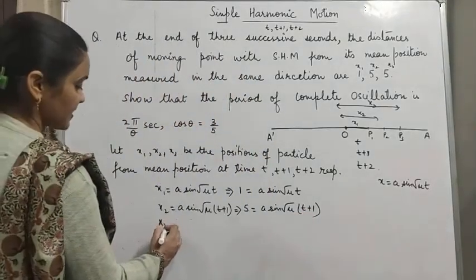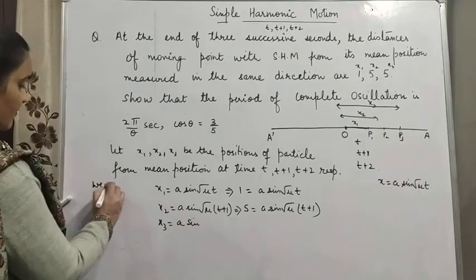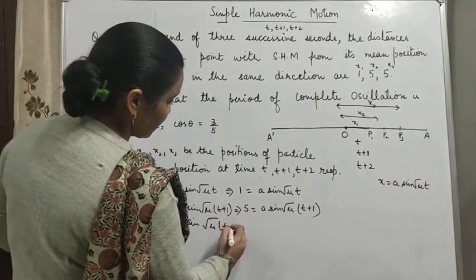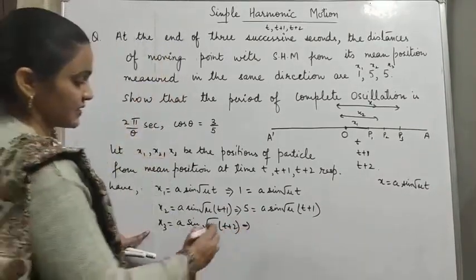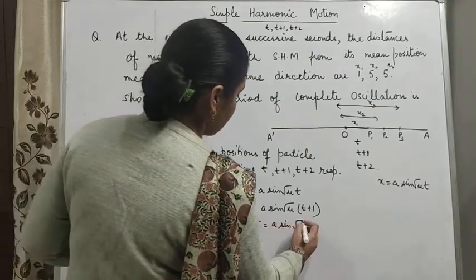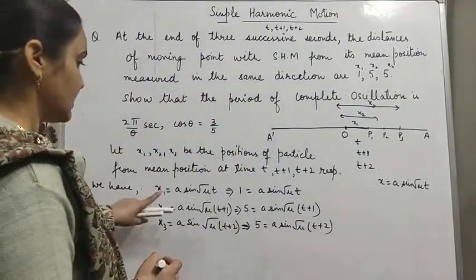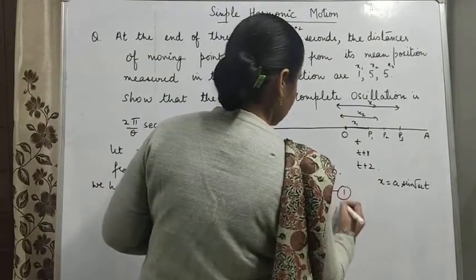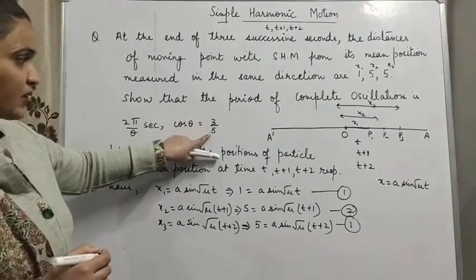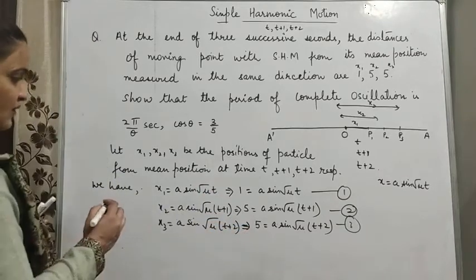Next is x3 is equal to a sine, यहाँ लिख लो, we have x3 as a sine √μ (t plus 2). So this implies 5 will be equal to a sine √μ (t plus 2). Let us add, this is 1, this is 2, this is 3. We want to find cos θ, 3 by 5. Let us add this and this, 1 and 3. So what will we get?